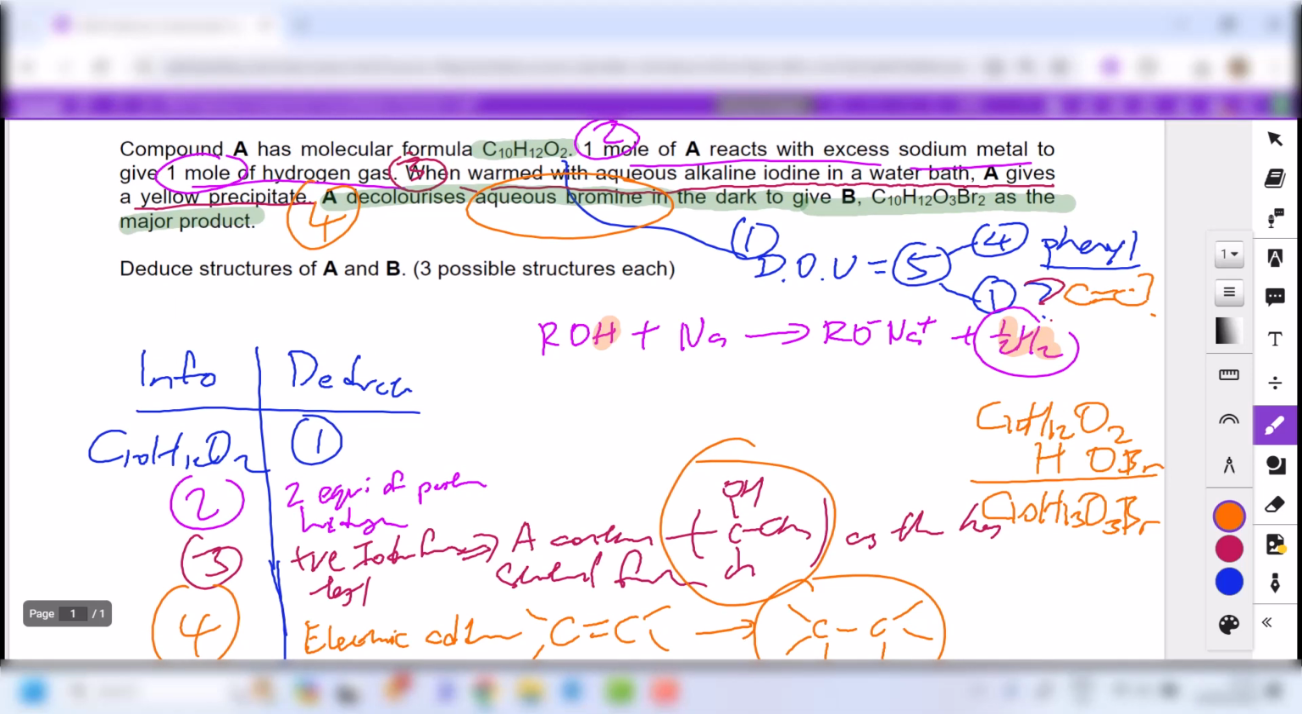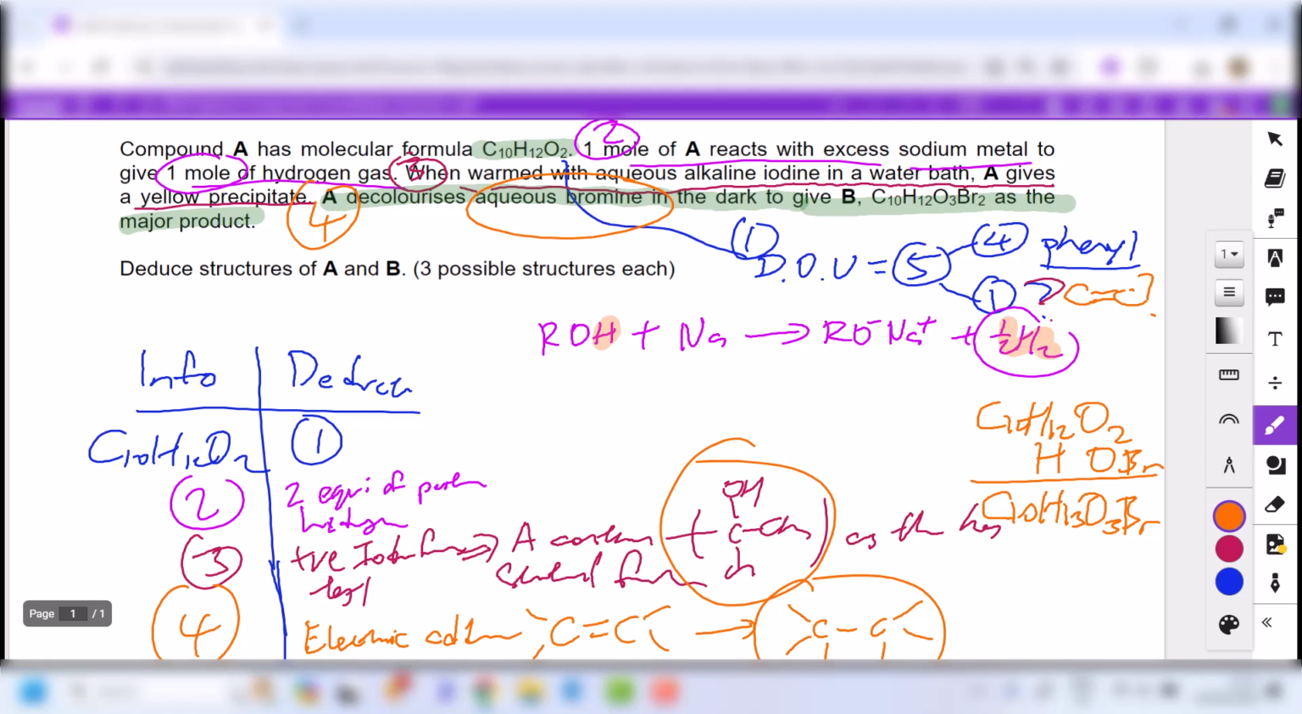I'm going to compare with my formula. My formula is C10H12O3Br. You notice that it's a bit different, in the sense that I'm missing 1 Br but have 1 extra H. Yeah, correct. I mean, that's the idea I get from here.